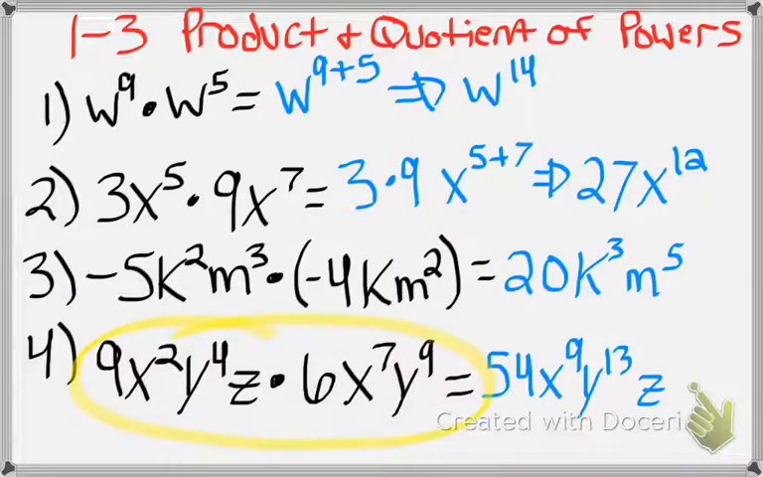And then we had an example where we had coefficients, we had variables, but we even had a variable that was in one but not in the other, and we showed what to happen. So this is pretty much all the possible examples, all the possible types of questions with product of powers. Now we're going to talk about quotients.